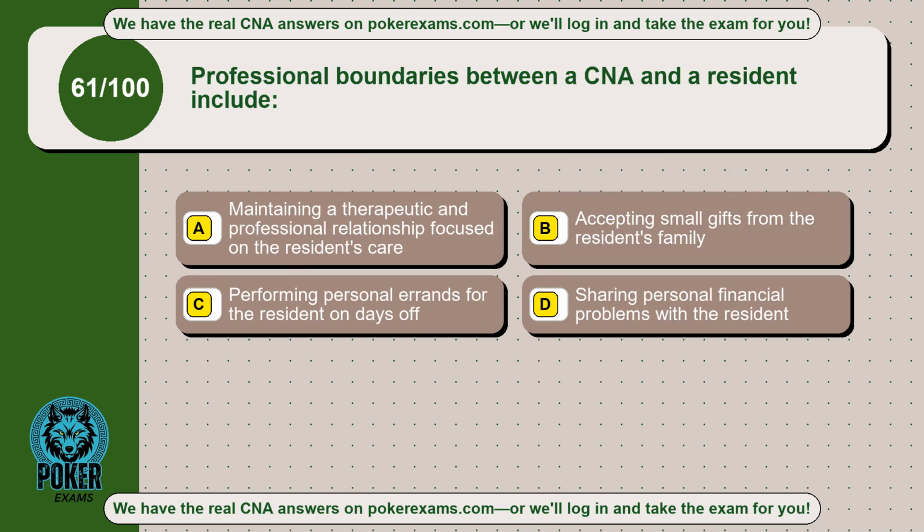Question 61. Professional boundaries between a CNA and a resident include: Option A. Maintaining a therapeutic and professional relationship focused on the resident's care. Option B. Accepting small gifts from the resident's family. Option C. Performing personal errands for the resident on days off. Option D. Sharing personal financial problems with the resident.